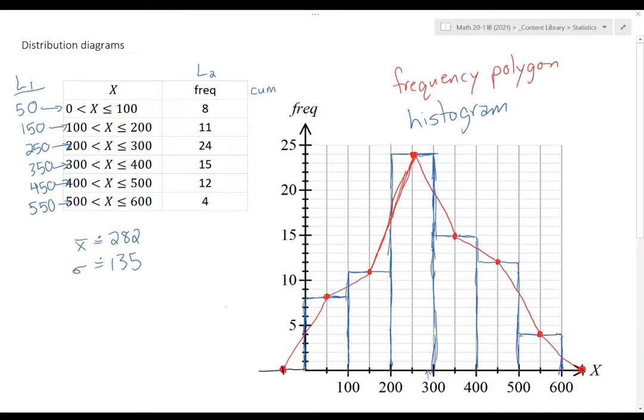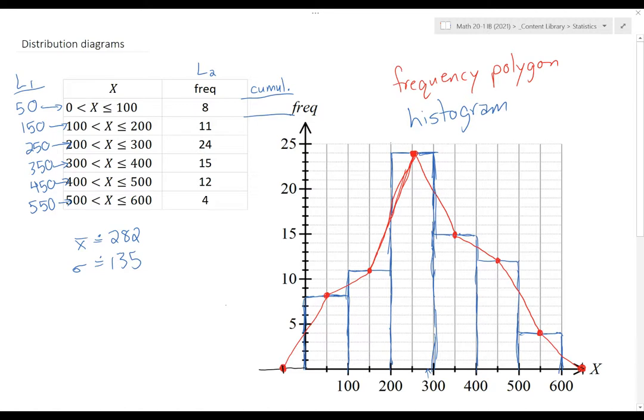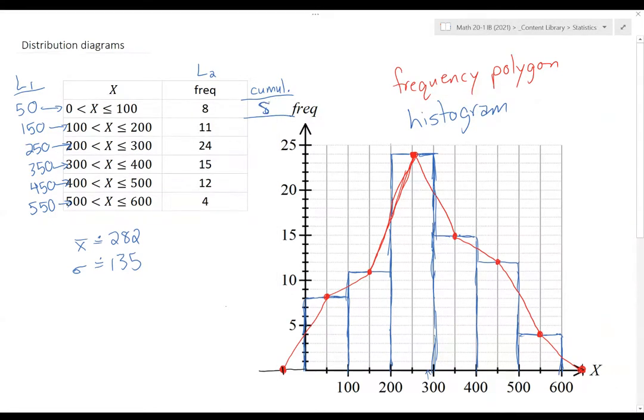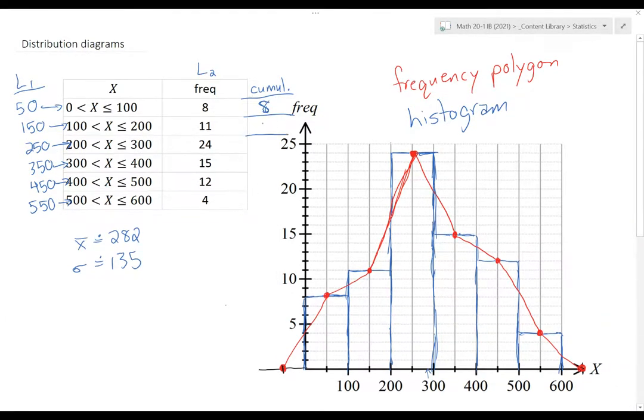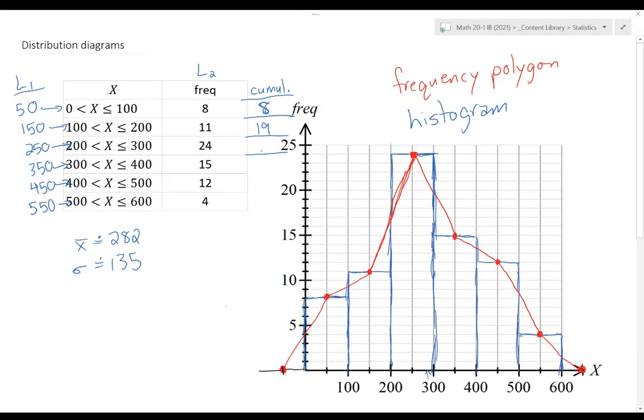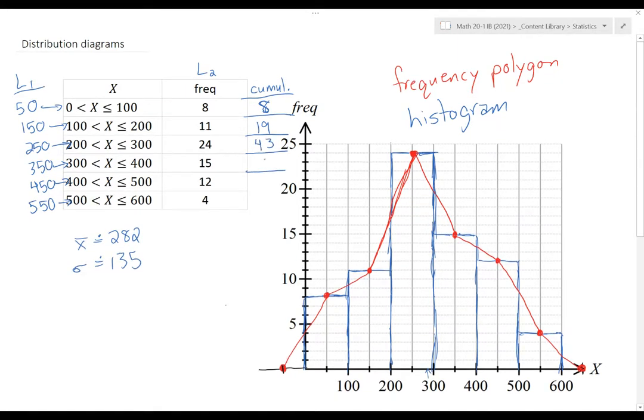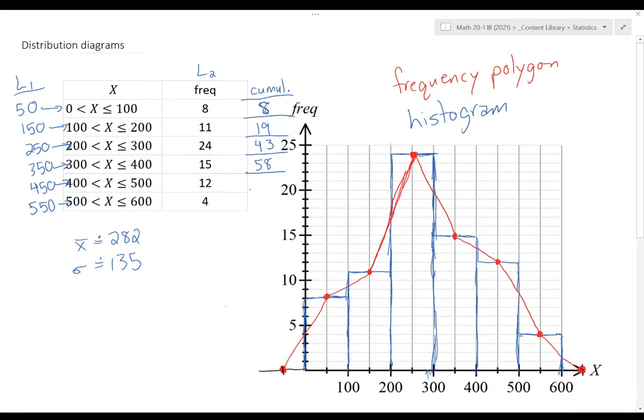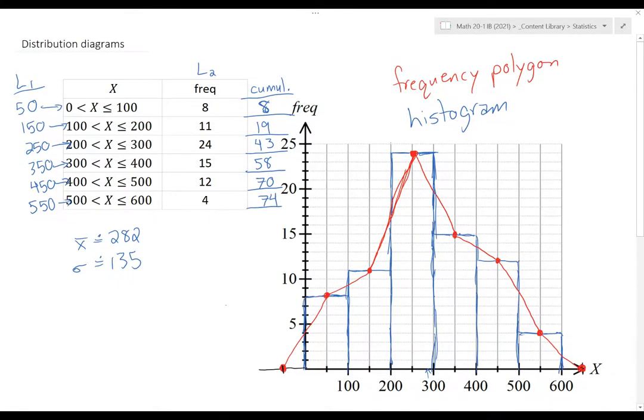So cumulative would mean up to that point. So cumulative frequency up to 100 is just 8. But now the cumulative frequency up to 200 is going to be 19. Because basically the cumulative frequency means how many values are less than or equal to 200. How many values are less than or equal to 300 would be the 19 I already had, plus the 24 I've now got, which is 43. Then add on the next 15, so we get 58, then 70, and finally 74. The nice thing about cumulative frequency is I can tell right away, oh, there are 74 data points.